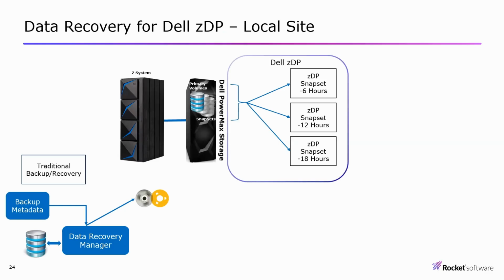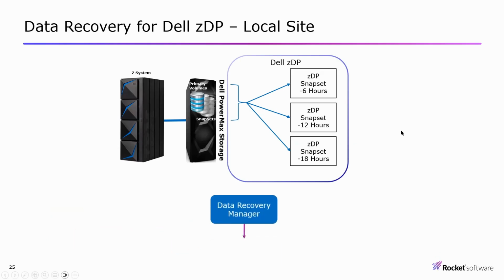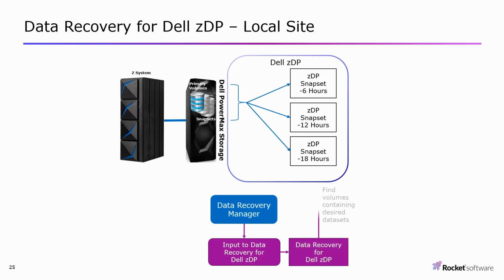In this example, maybe they're created every 6 hours, right? So going back 6 hours is still going to be better than going to yesterday's backup, for example. So you want to drive that recovery process by identifying the data sets that you need to recover, and then performing that recovery.